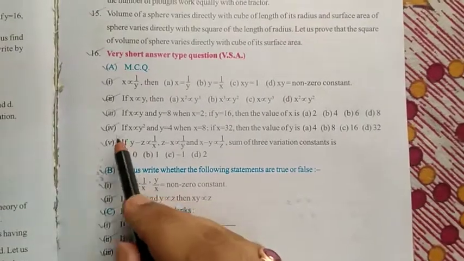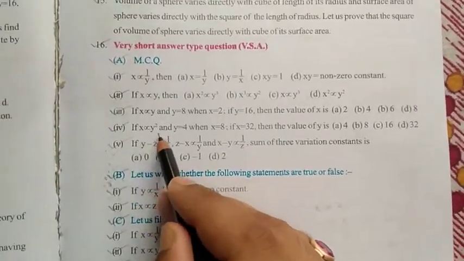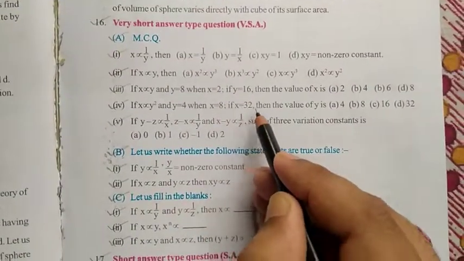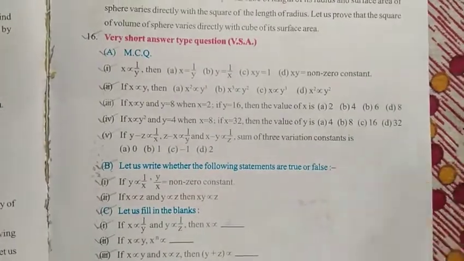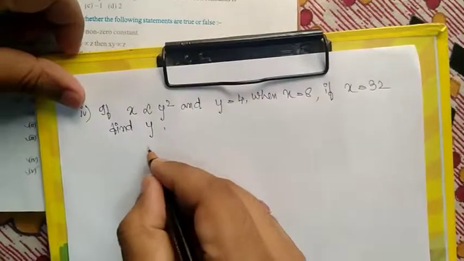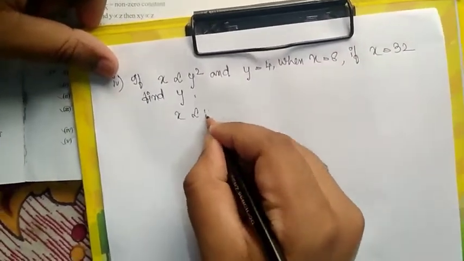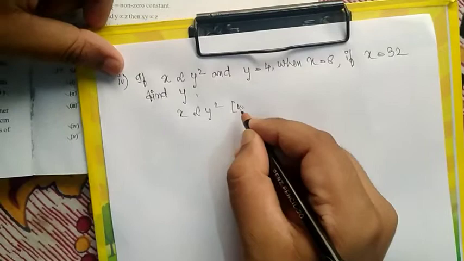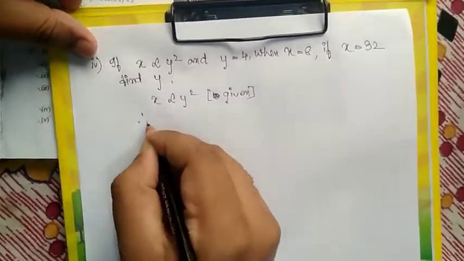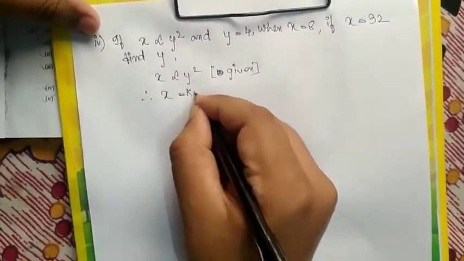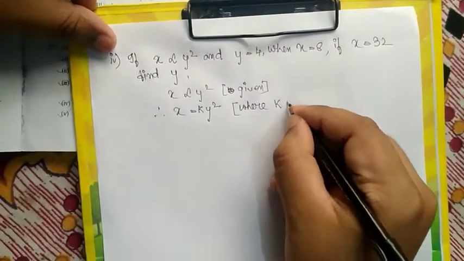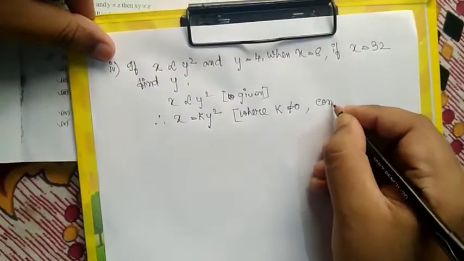This is sum number 16 part 4. If x direct variation with y square and y equal to 4 when x equal to 8, if x equal to 32, then the value of y is, there are 4 options. Now here we have to find the value of y. The given formation is x direct variation with y square. This is given. So therefore we can write x equal to ky square, where k not equal to 0 and constant variation.